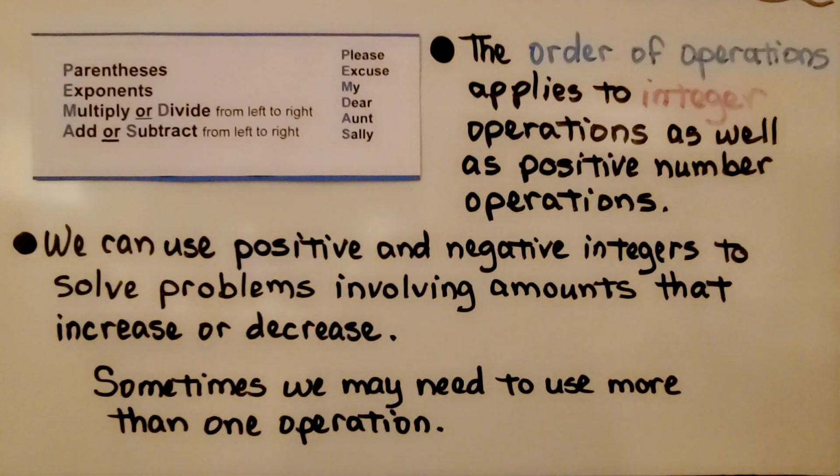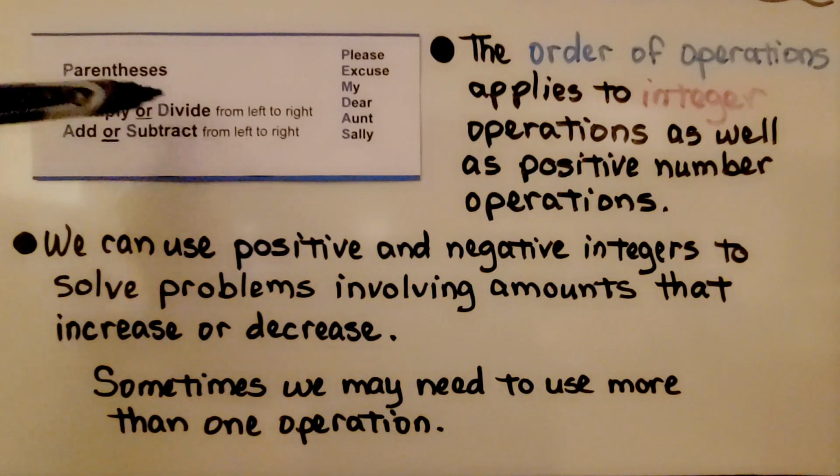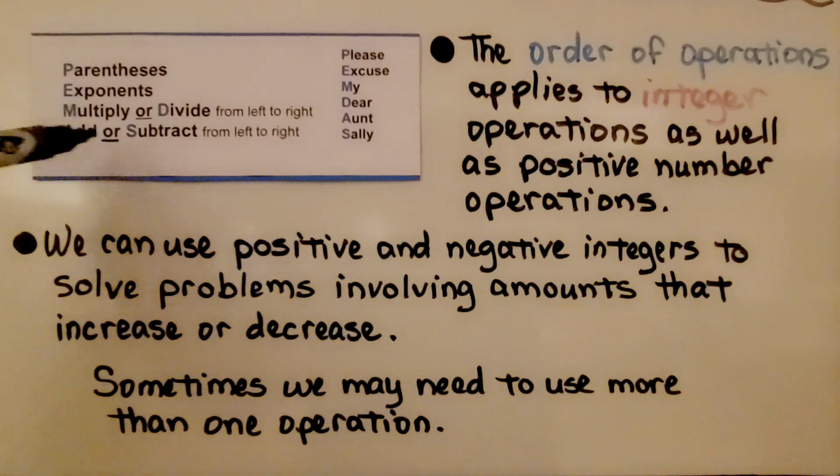As we discussed in the last video, the order of operations applies to integer operations as well as positive number operations. We do any operations within parentheses, then we do any exponents, then we multiply or divide from left to right, whichever comes first, then we add or subtract from left to right, whichever comes first.